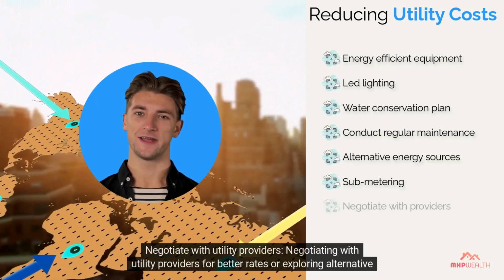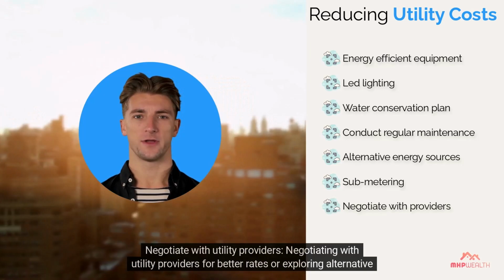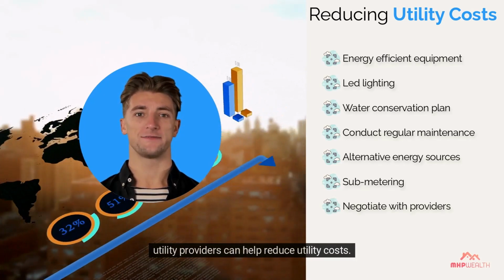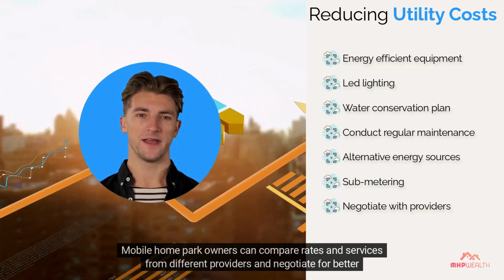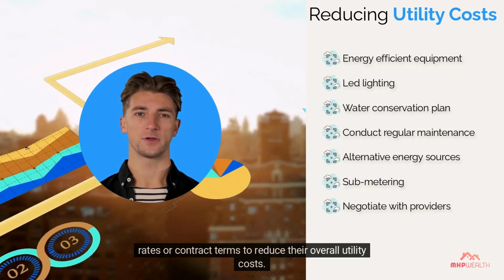Negotiate with utility providers. Negotiating with utility providers for better rates or exploring alternative utility providers can help reduce utility costs. Mobile home park owners can compare rates and services from different providers and negotiate for better rates or contract terms to reduce their overall utility costs.